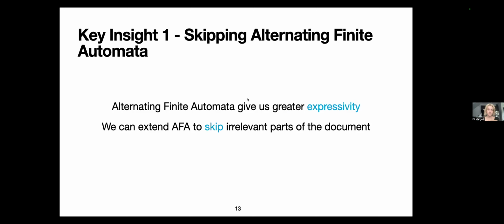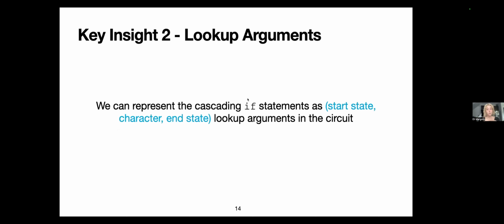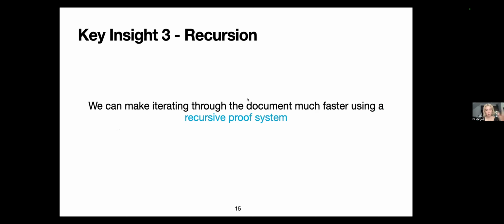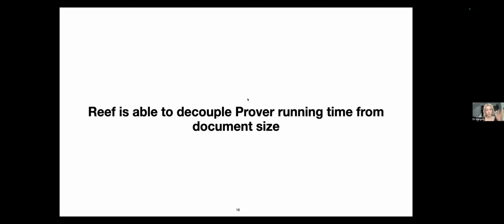Second, we replace that series of cascading if statements with start state, character, end state lookup arguments in the circuit. And then finally, we make all of this much more performant by using a recursive proof system. Through these 3 key insights, Reef is able to decouple prover running time from document size in a way that previous works haven't been able to.